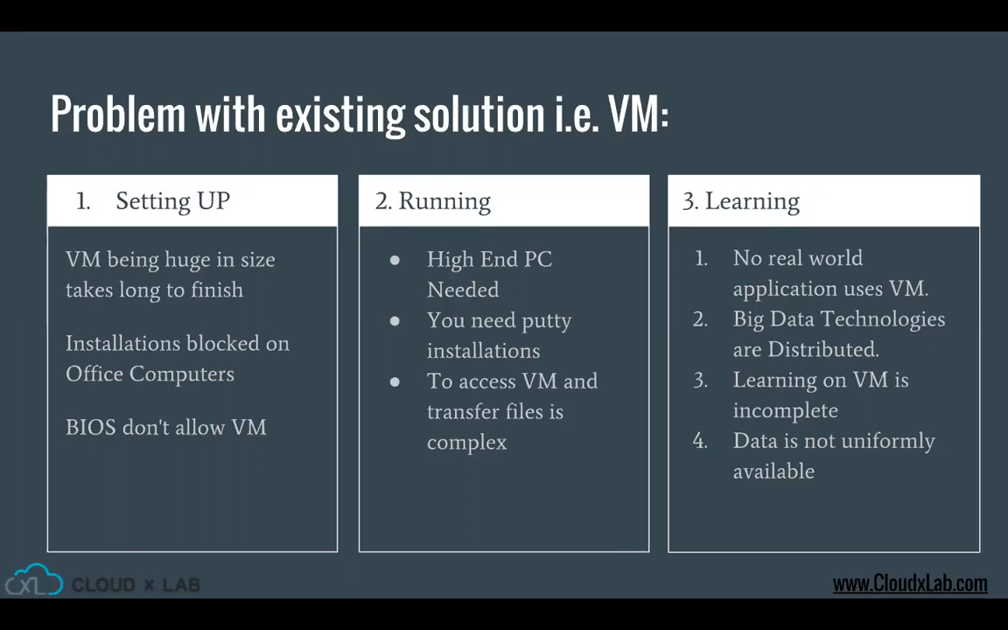Earlier, before we started this, what everybody in the industry did was use virtual machines. And when I tried to help my students set up the virtual machine, I found that it was totally broken. Virtual machines, being huge in size, took a long time to download. To give you an idea, the Hortonworks virtual machine is around 10 gigabytes in size. To download 10 gigabytes, it takes at least 10 days because the download keeps breaking and there are many other problems. Next, installation is generally blocked on office computers for security reasons.